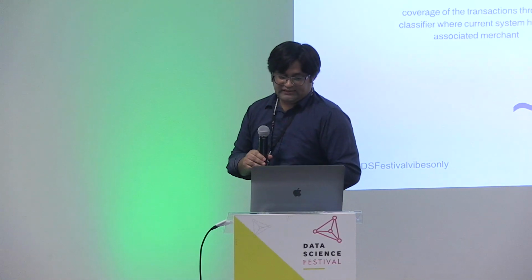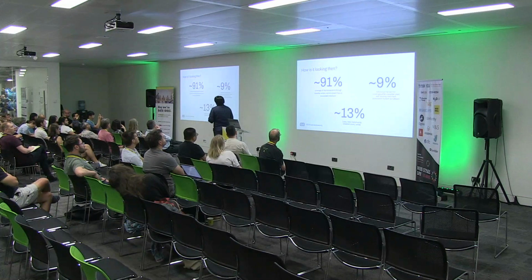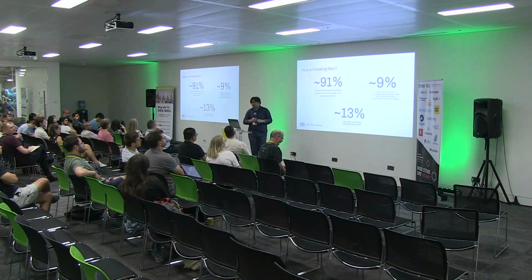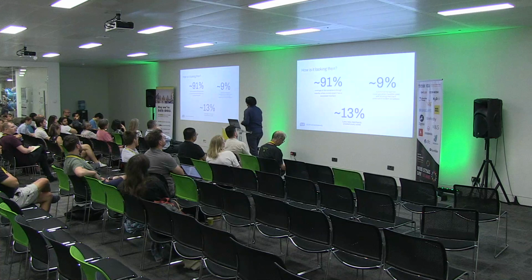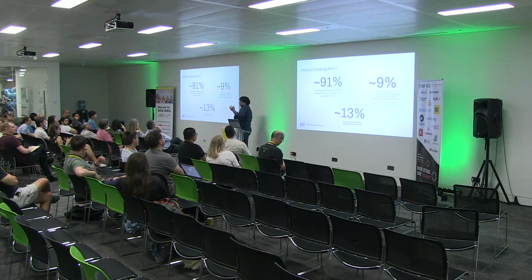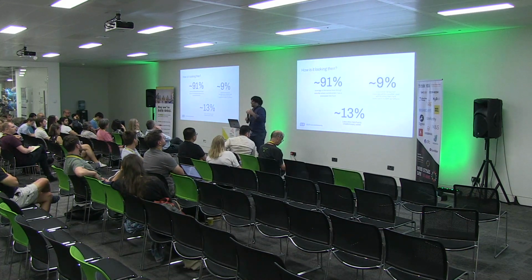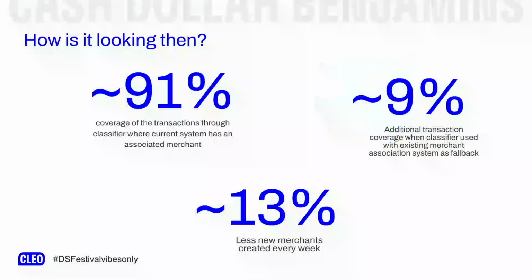These offline testing results on a few weeks of data tell us we got 91% coverage of the transactions through the classifier where the current system has an associated merchant, which was almost on par with the expected 92%. Plus, we also have 9% additional transaction coverage when the classifier was used with the existing merchant association system as a fallback. This was a good gain because the classifier was able to handle some merchants from transactions that have not had a merchant associated by the existing system.